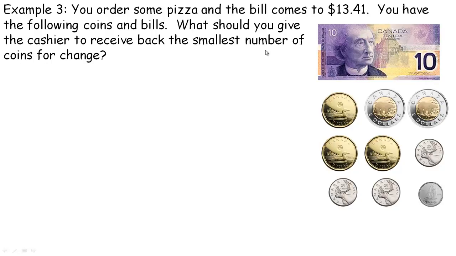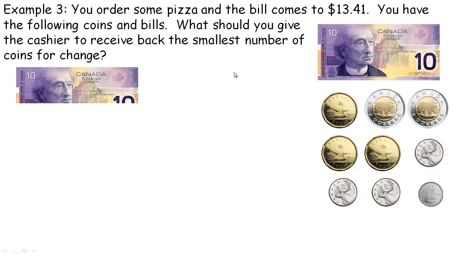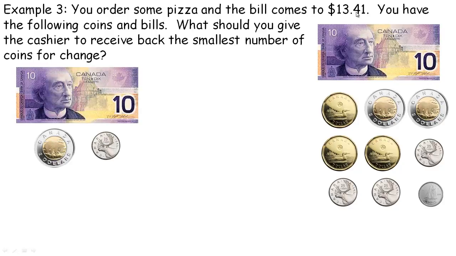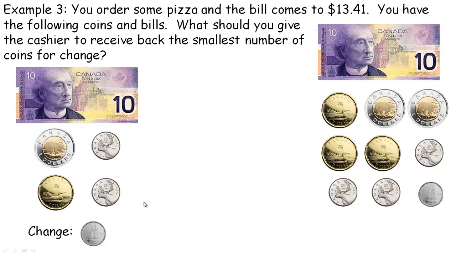Example number 3. You order some pizza and the bill comes to $13.41. You have the following coins and bills, this is what we have here. What should you give the cashier to receive back the smallest number of coins for change? $13.41 would round to $13.40. So 10, 12, 13, and this would be 50 cents. Then you would have paid just 10 cents too much, and your change would be just a dime. That's the way you could pay to get a single dime back.